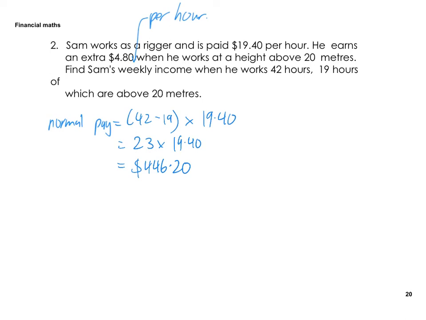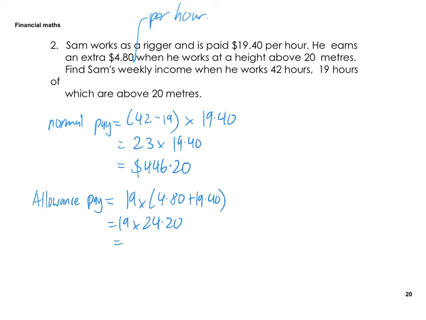All right, now the allowance pay. So that's going to be 19 hours times the additional rate. So 4.80 plus 19.40. So that's 19 times 24.20, which is 459.80. All right, now we just need the total income. Obviously, just add them together.